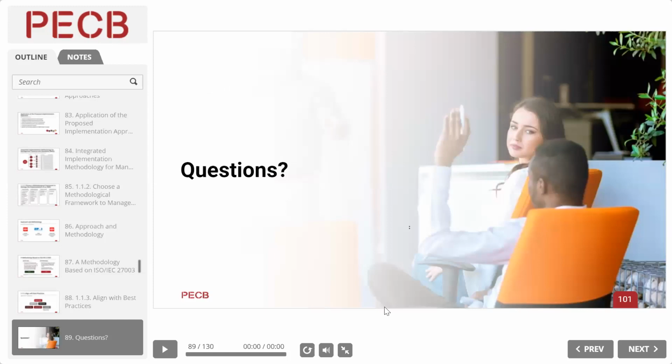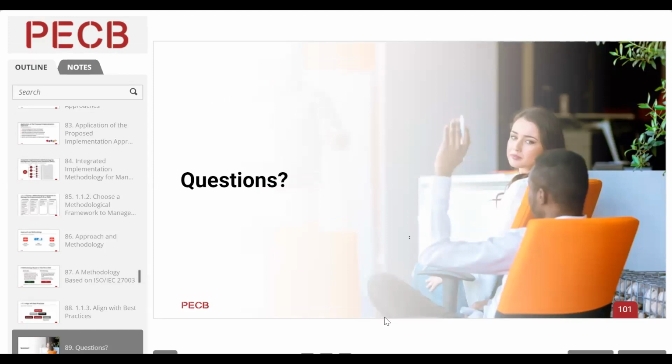I saw a couple of questions. From Kwame: what is the requirement for an individual to lead the ISMS project? Do you have to hold an ISO 27000 lead implementer?